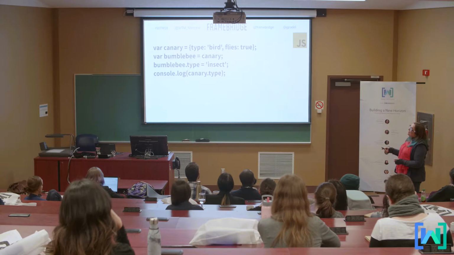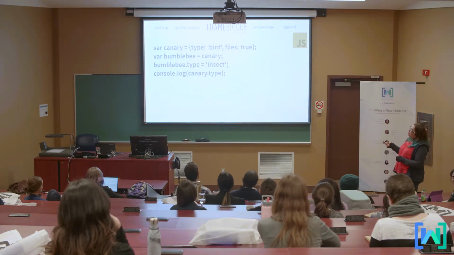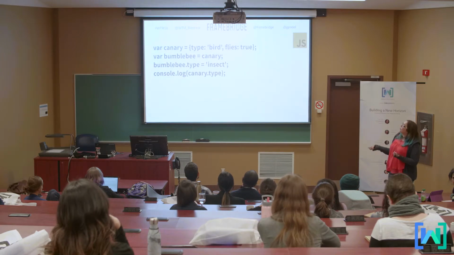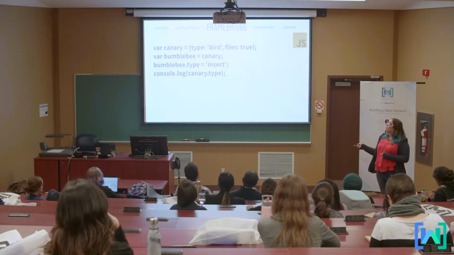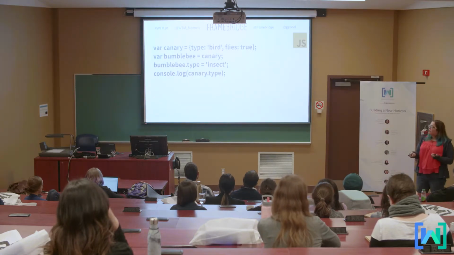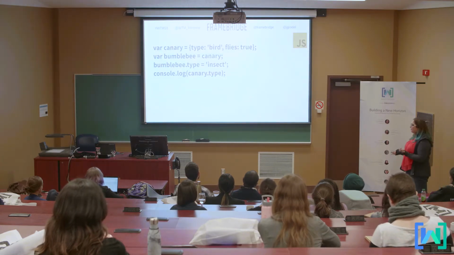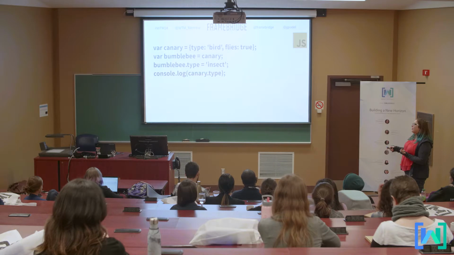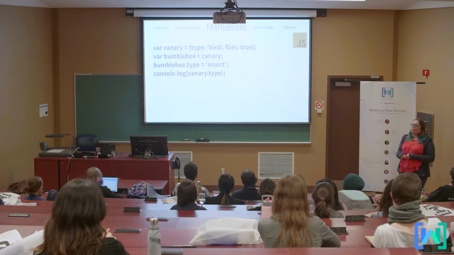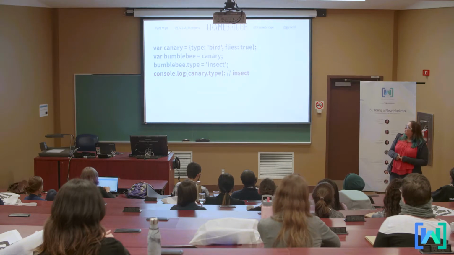I'm going to set up var canary. And so a canary is a bird. I'm going to give the property type bird, and it flies. So I'll say flies equals true. And then I'm setting up a var bumblebee, and setting that to be canary. But a bumblebee isn't a bird. It does fly, but it's not a bird. It's an insect. I'm going to say bumblebee.type equals insect. Now, what do you think we'll get out when we take a look at the value of canary.type? We're actually going to get insect.